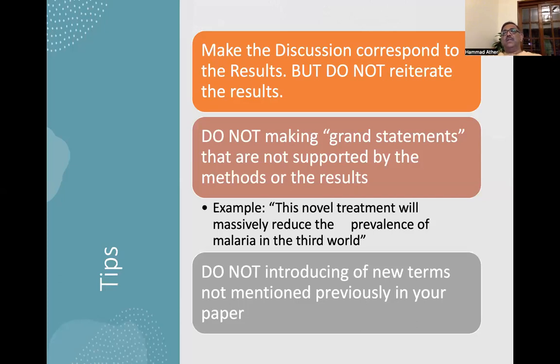Some tips for writing the discussion: the discussion corresponds to the results, but do not reiterate the results here. Do not make grand statements that are not supported by the methods or the results. For example, "this novel treatment will massively reduce the prevalence of malaria in third world countries." Well, that is not going to go well with the scientific community.